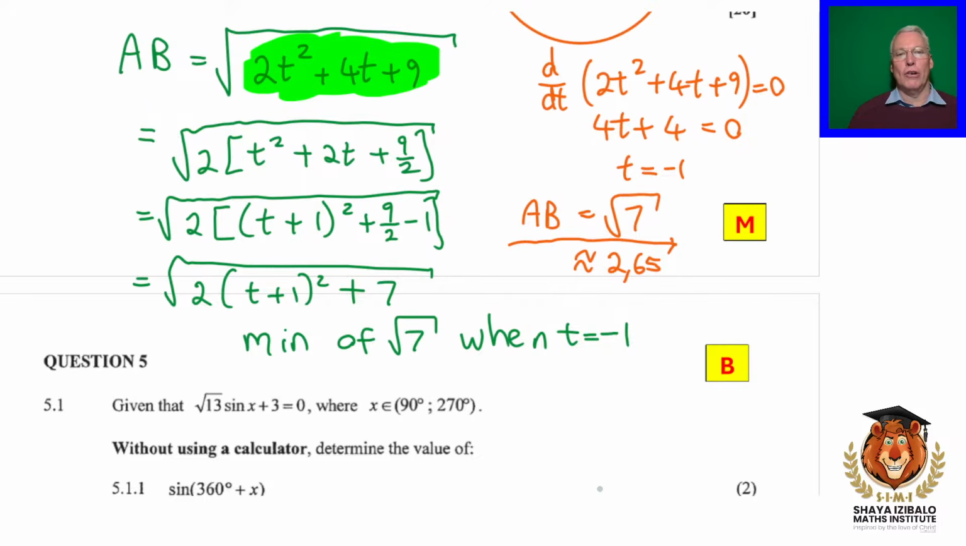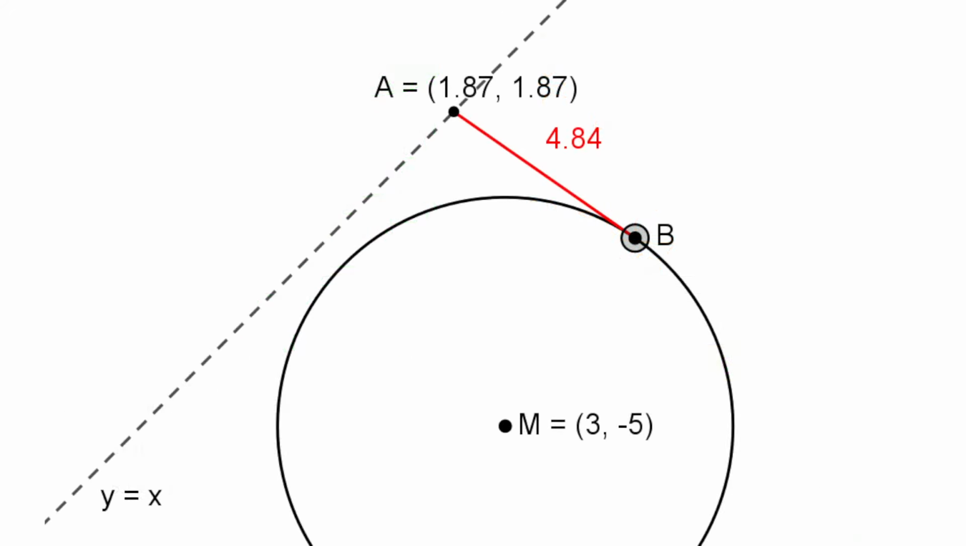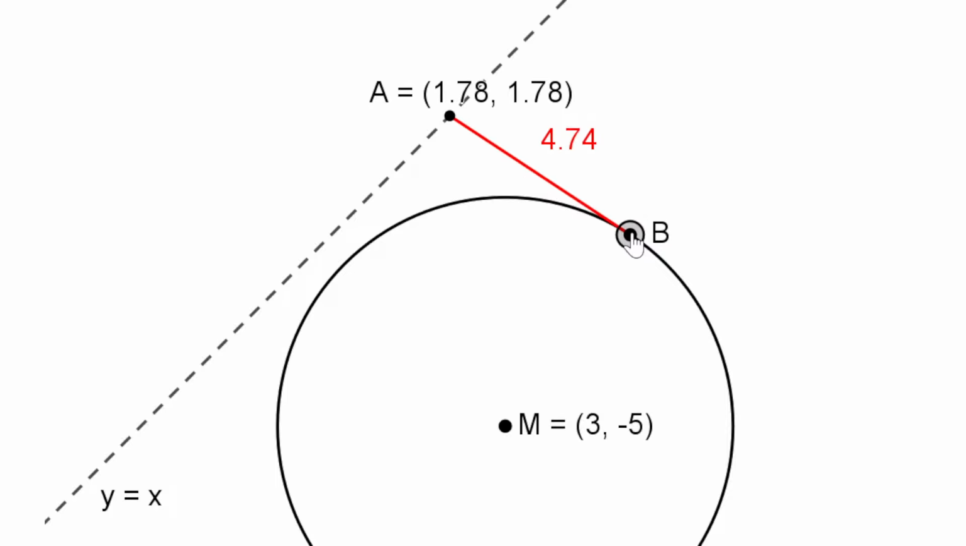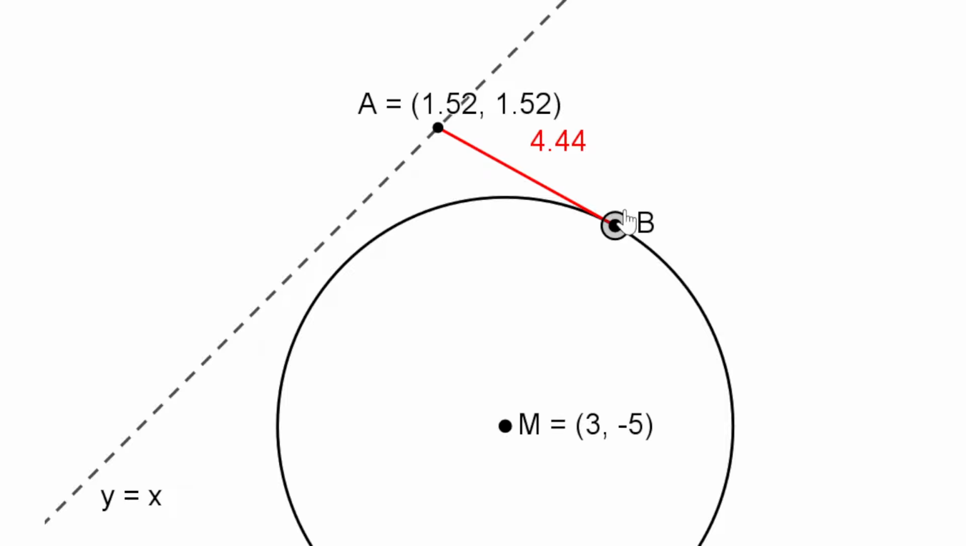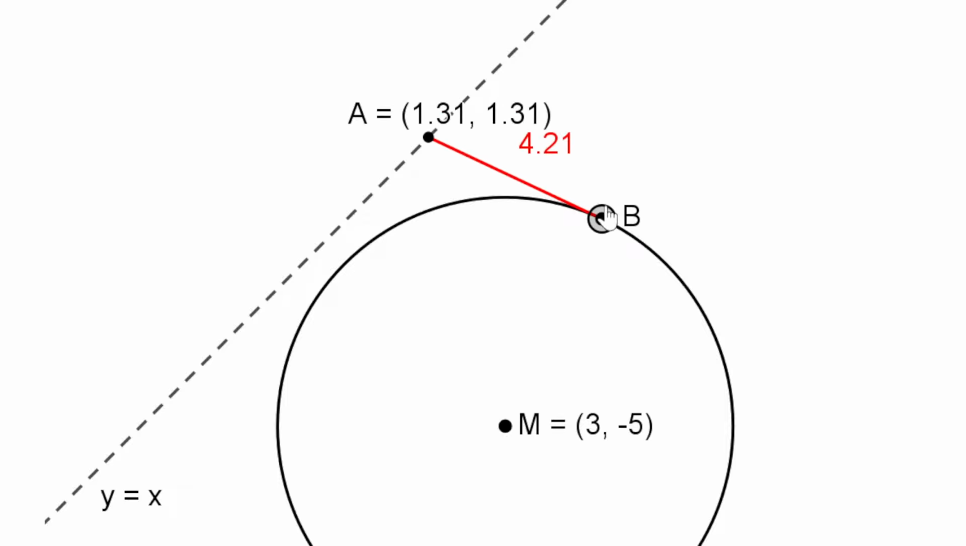Okay, and I just want to show you a little picture of this as well. Okay, so we've got this diagram over here. All right, I can just find this picture on my screen. There it is over there. And notice, I remember I said the minimum length would be about 2.65, and the value of t, of the coordinates of point A, would be at -1.